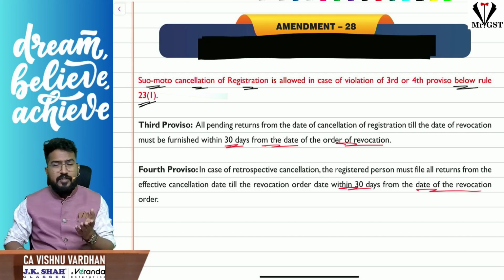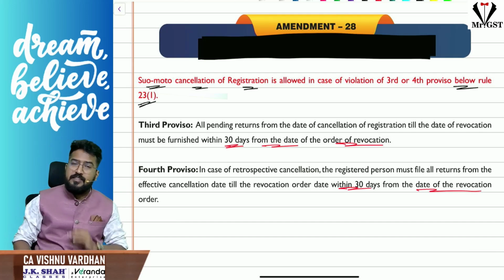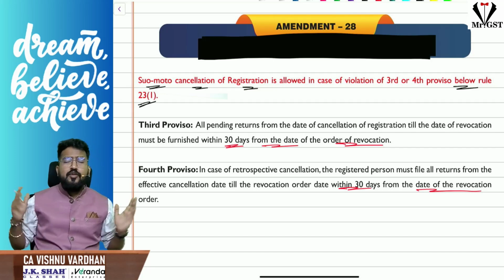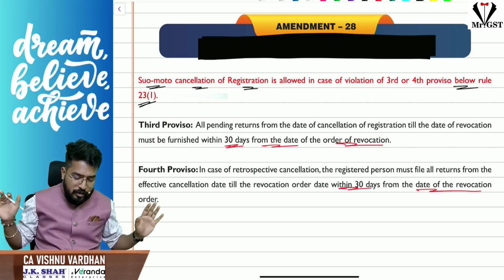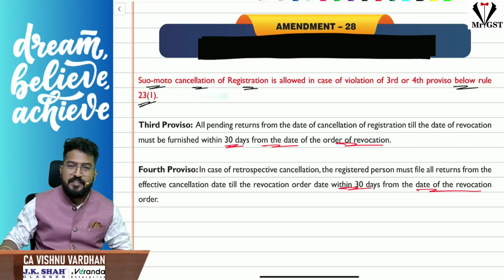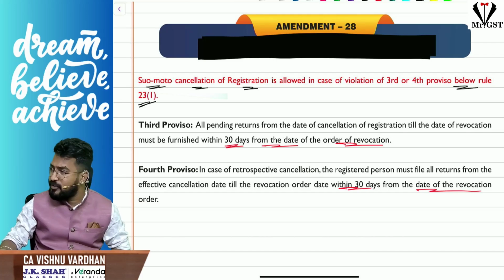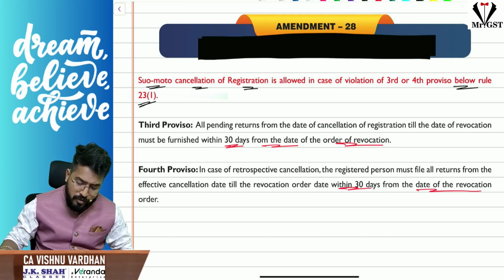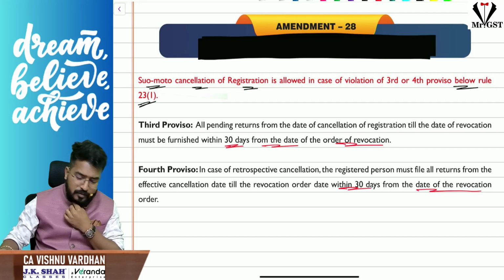He gave you revocation believing that you will file all the pending returns and now you will be a good boy. Still you are continuing the same thing. So they will not entertain this. Now the proper officer again has the power to cancel your registration. Okay, so that is what this amendment is all about. New third proviso and fourth proviso are added below rule 23 sub rule 1.